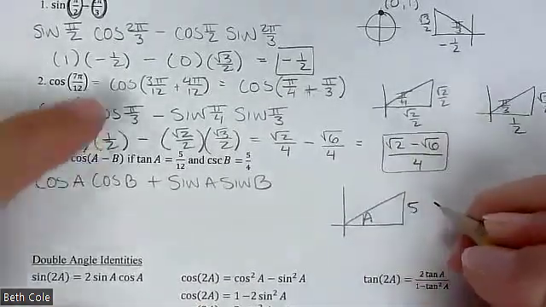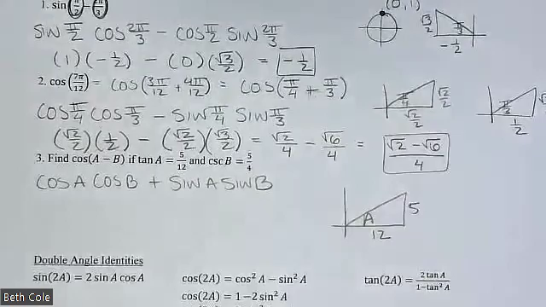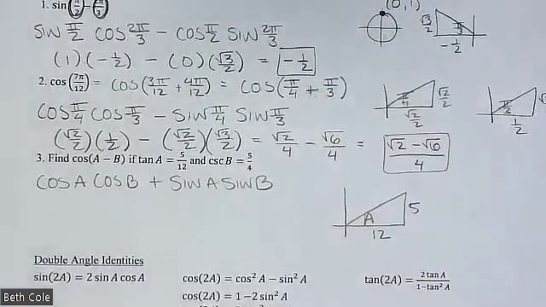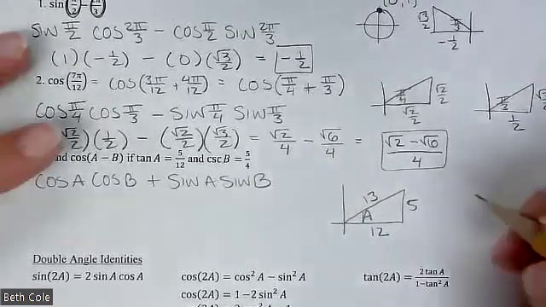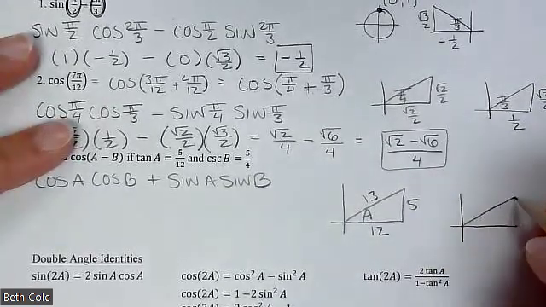Good. So 5 is the opposite, 12 is the adjacent. Without doing any work, what's the hypotenuse? 13. Perfect.